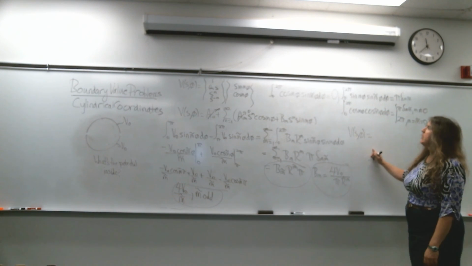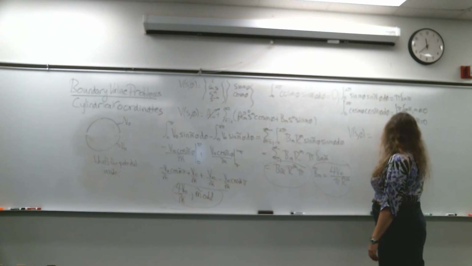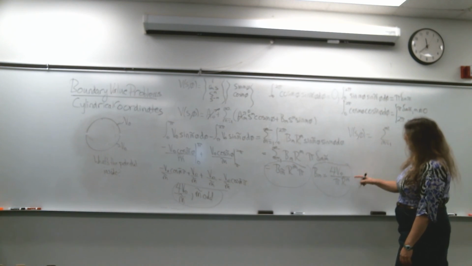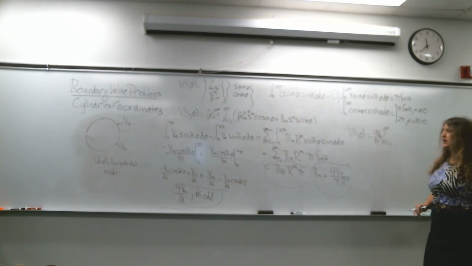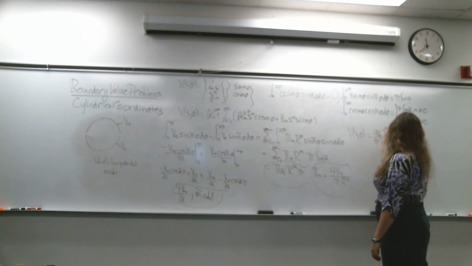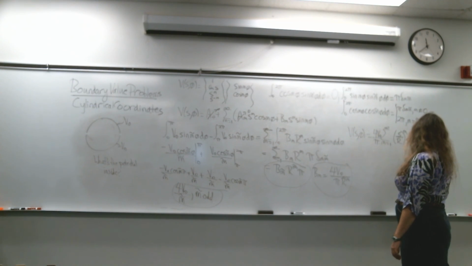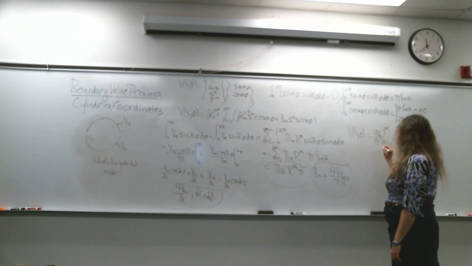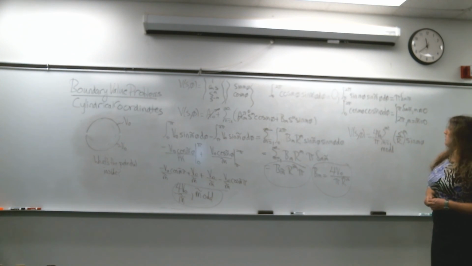The solution potential is equal to the summation, n equals 1 to infinity, pull the 4 V naught over pi out of the sum, times s over R to the nth power, sine n phi. The only terms that contribute are those for which n is odd. And that's your solution.